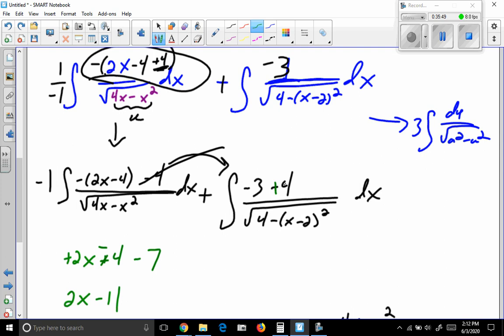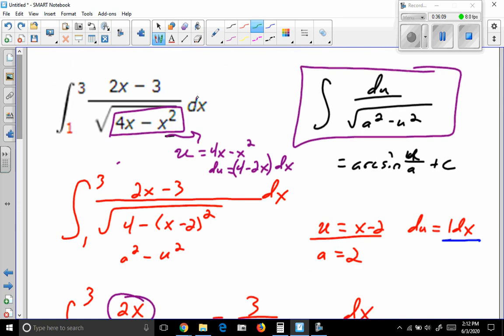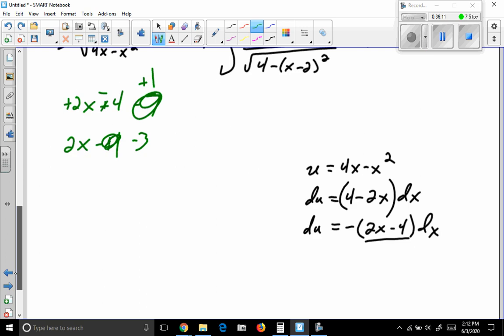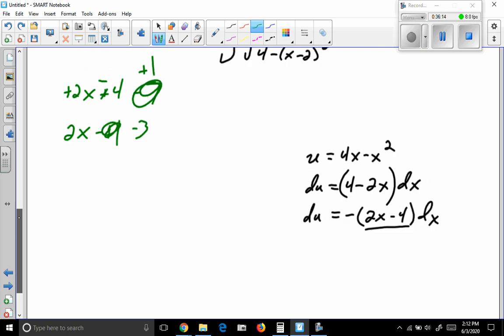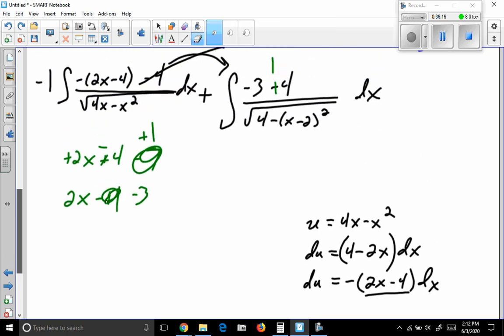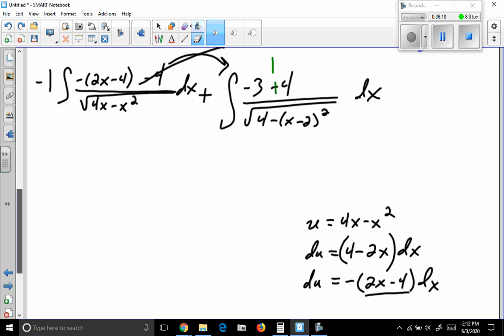So if that's a plus 4, then that's a 1 there. So we have a minus 2x plus 4, that changes those signs. Minus 3 plus 4, that makes this a plus 1. Minus 4 plus 1 is minus 3. That's what we have. Okay. So we finally have our constants and everything like we like it.